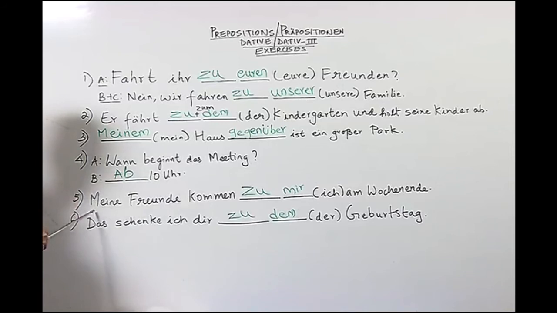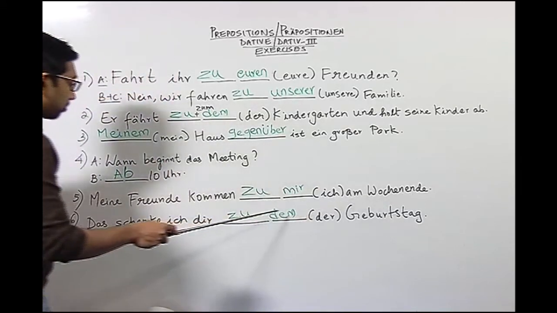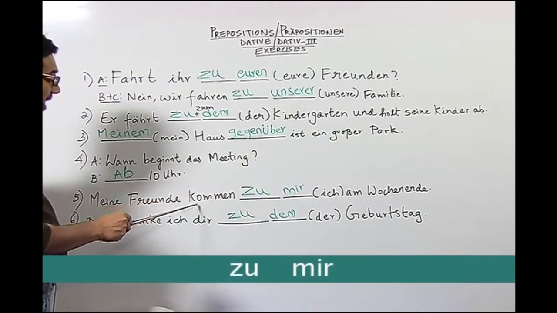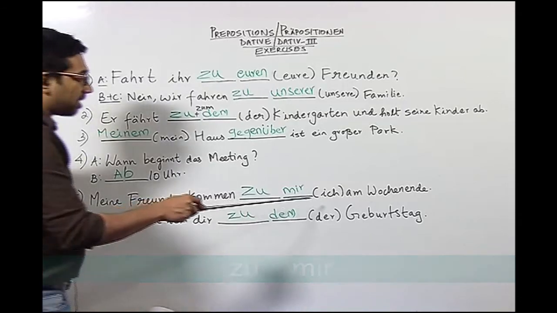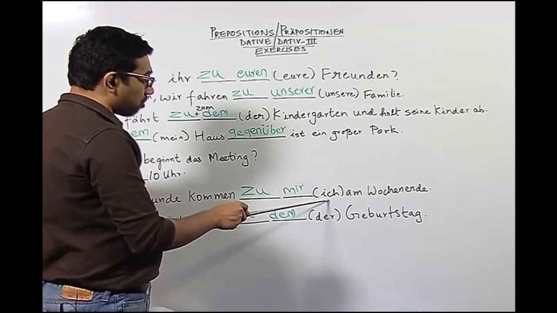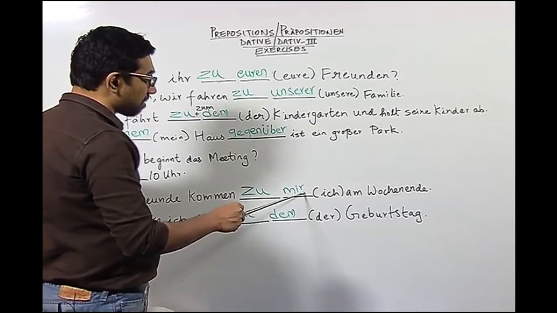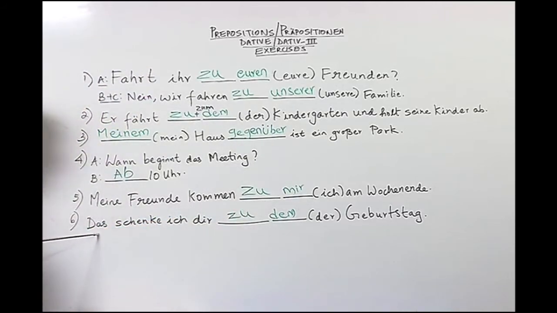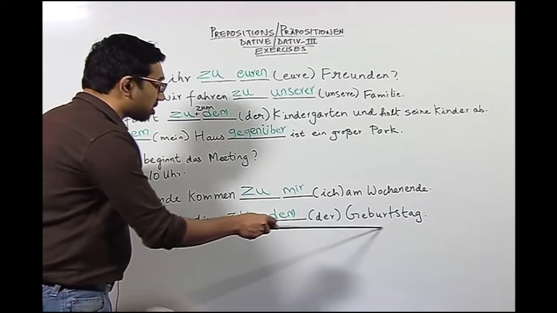Now in sentence number 5 we have: Meine Freunde kommen zu mir am Wochenende. Here also the student wrote the correct preposition zu based on the verb kommen, which is again a movement verb, and here in bracket we have the personal pronoun ich in nominative, which the student converted into dative form, which is mir.